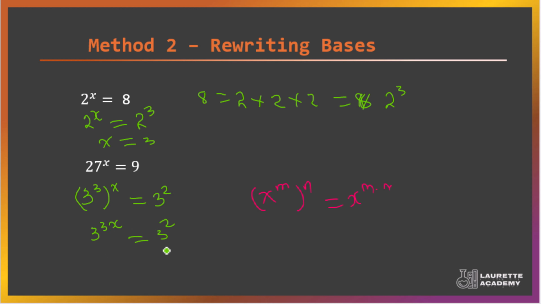So we have the bases are the same, we equate the exponents. So we'll have that 3x is equal to 2. When we divide both sides by 3, we'll have that x is equal to, because 3 will cancel 3 here, so we have x is equal to 2 over 3. Okay, as simple as that. When you have a situation where you can rearrange the bases like this, you do it. All right, let's move on.